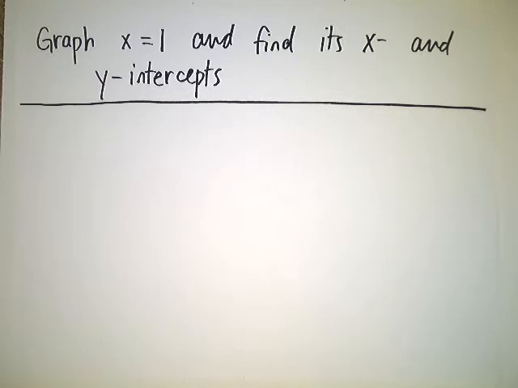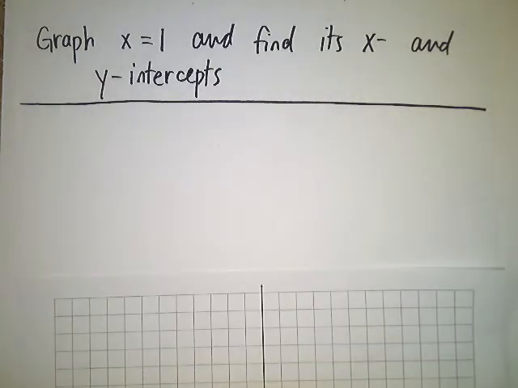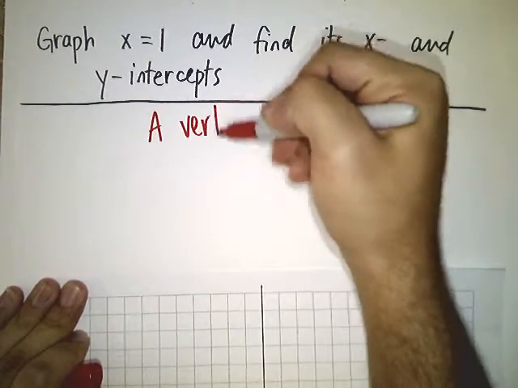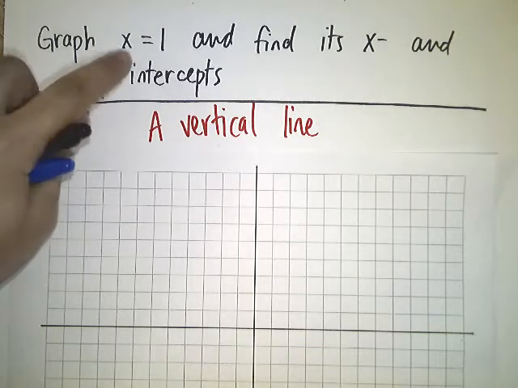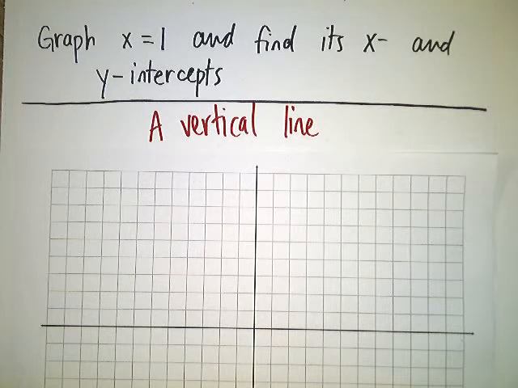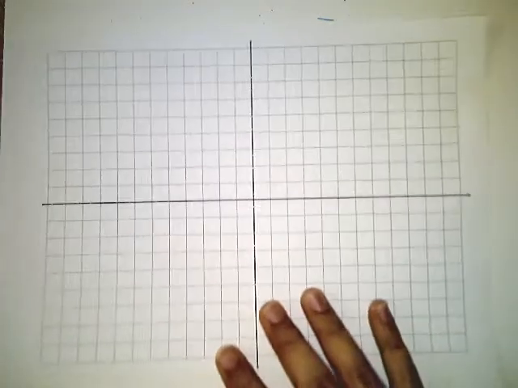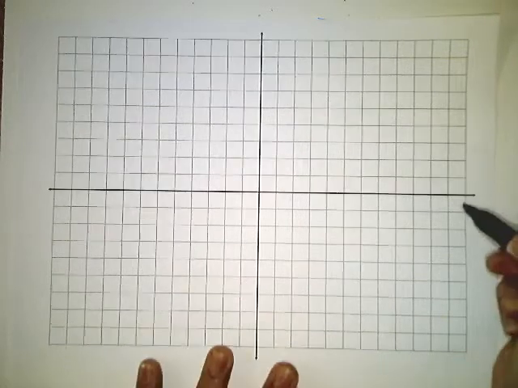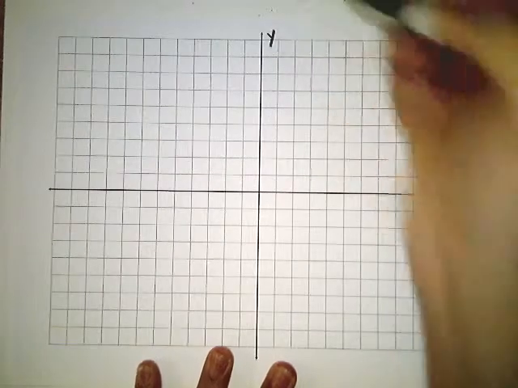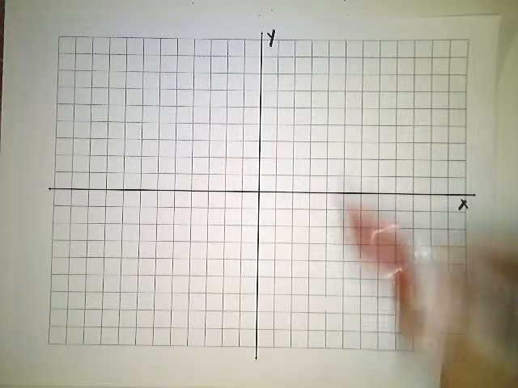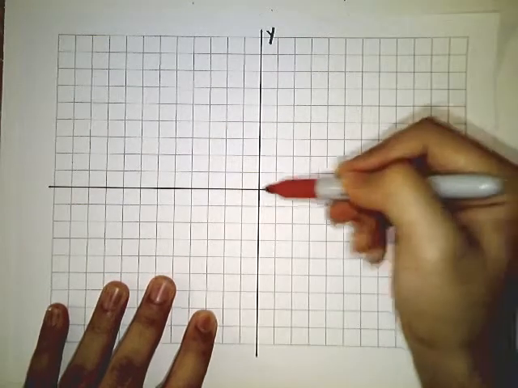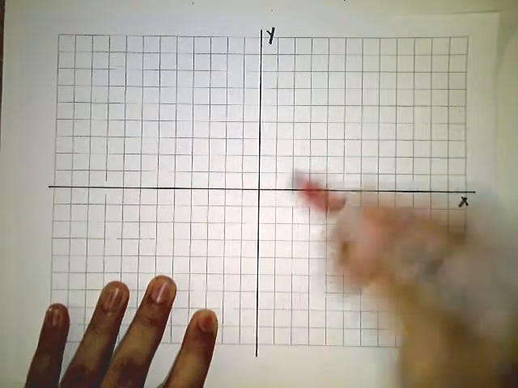4 in the equation, that means you have a vertical line. It's a vertical line at x equals 1. So going back to this graph paper, suppose I have my x-axis and my y-axis. x equals 1 means show me a vertical line at x equals 1 on the x-axis. That means right here.